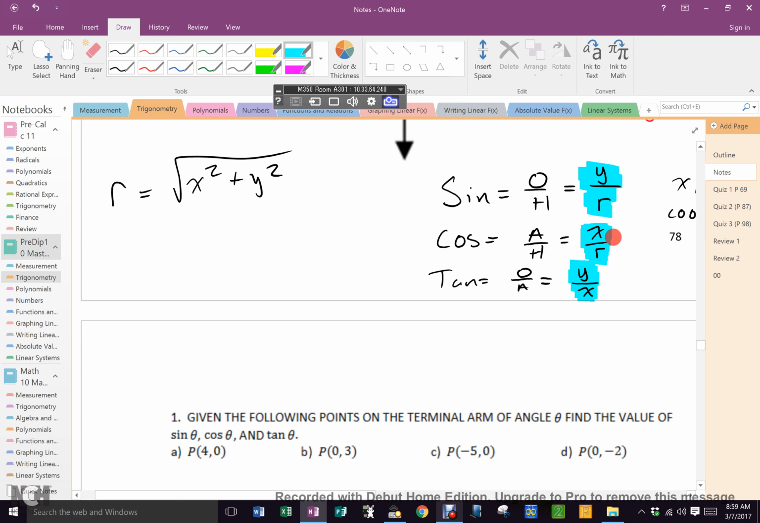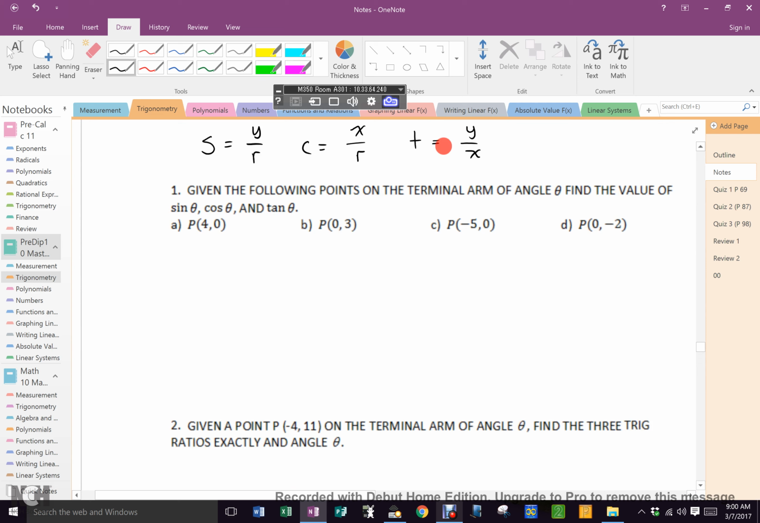Okay? So, I'm going to write it down here. Sine equals y over r. Cos equals x over r. And tan equals y over x. Now, all that is O and H, A and H, and O and A, right? So, here is point P.